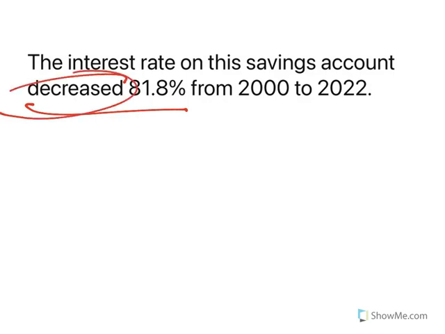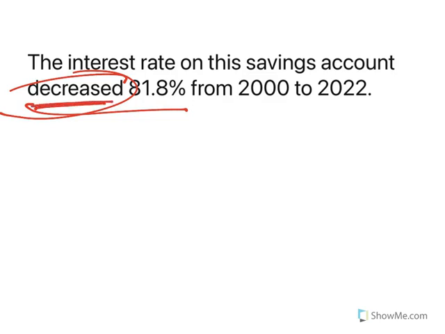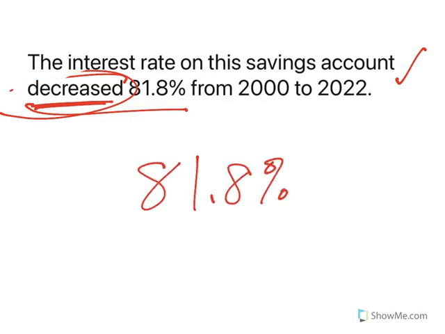That word decreased is very important. We know that it went down, right? From 2000, over those 22 years, it decreased. So we use that as part of our sentence to say, what does it mean? It's always important when you are talking about change that you can write it in a sentence to show that you understand the context of that 81.8%. So in this case, the interest rate on this savings account decreased 81.8% from 2000 to 2022.